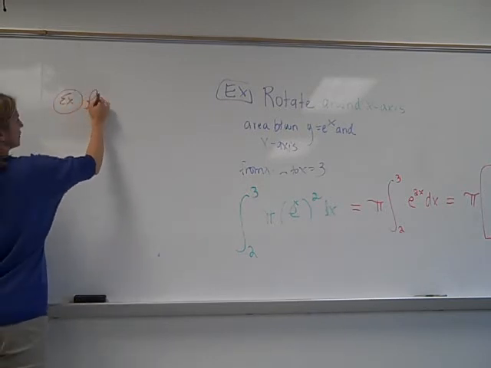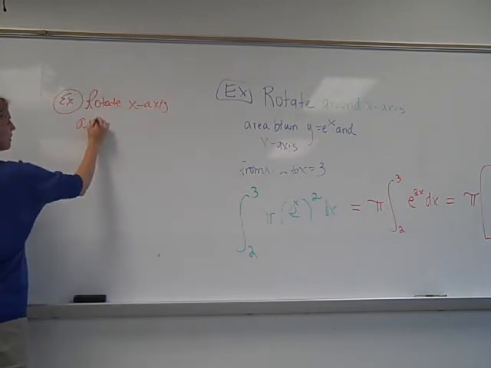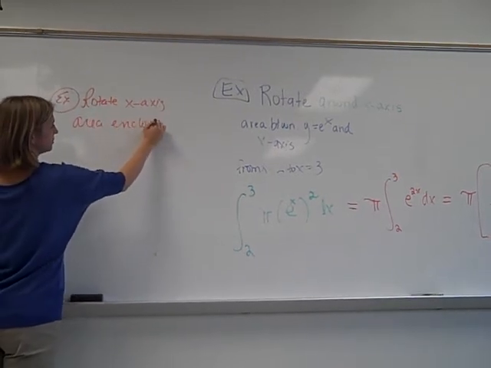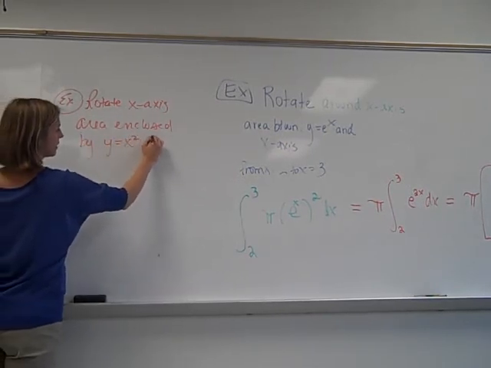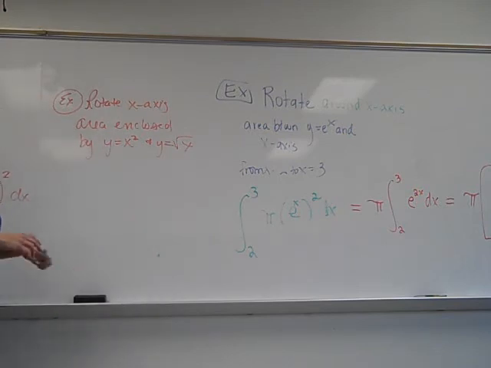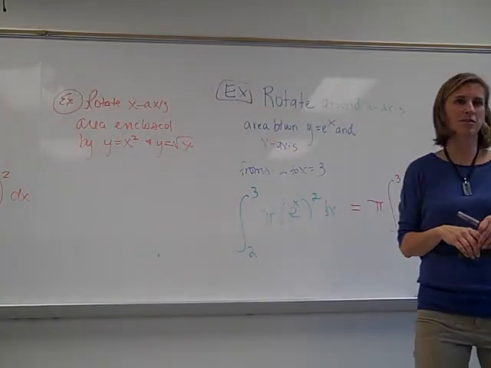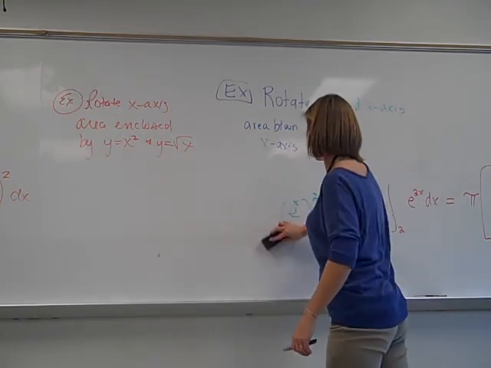Okay, let's rotate around the x-axis the area enclosed by y equals x squared and y equals the square root of x. It's a little bit like yesterday, the one I threw up there at the very end, the x to the third and the cube root of x that I couldn't draw and wasted time on.